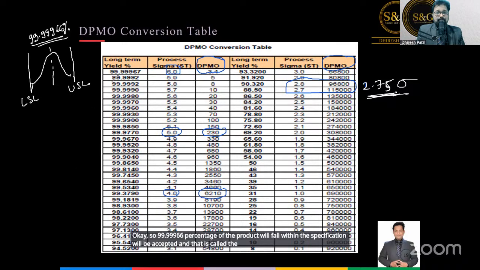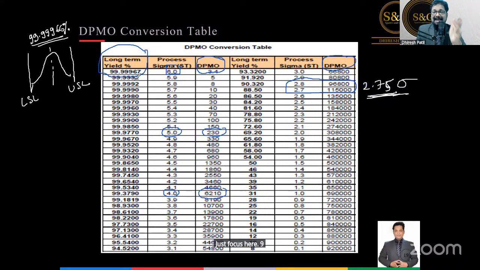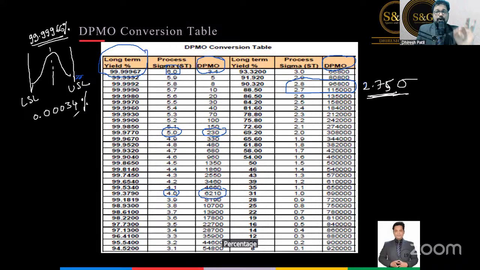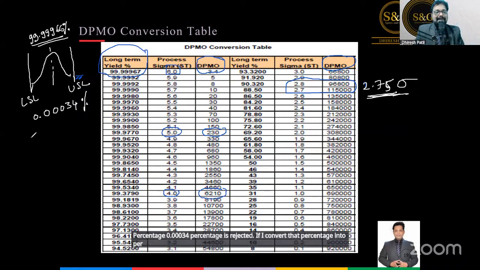If you see here, just focus here. 99.99966. So what is rejected? What is coming out? Coming out is nothing but 0.00034 percentage is rejected. If I convert that percentage into per million, that comes to 3.4 per million. And that is nothing but DPMO.